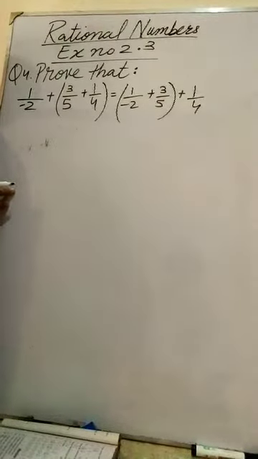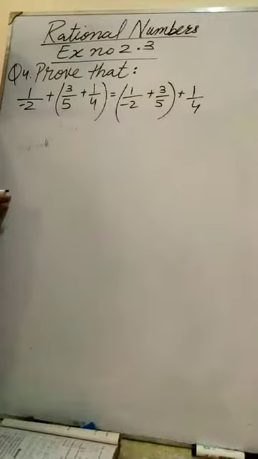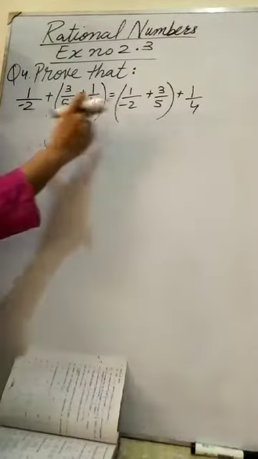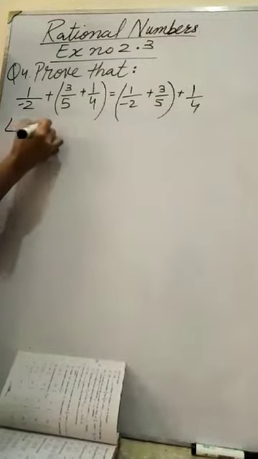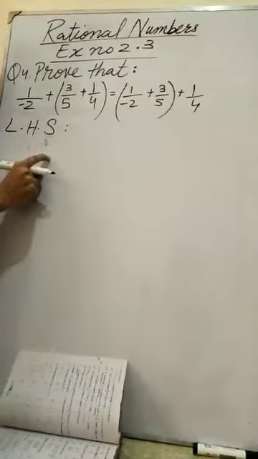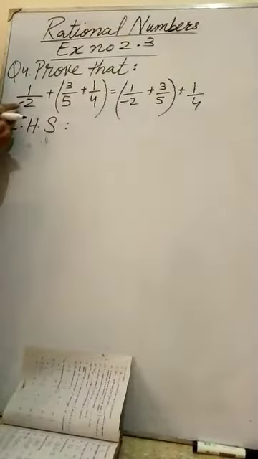Question number 4 of exercise number 2.3. Prove that. Prove that means you need to prove the answer of your left hand side equals the right hand side. So first of all we will take our left hand side value, left hand side. Put the semicolon.